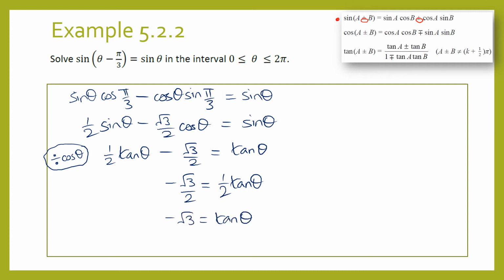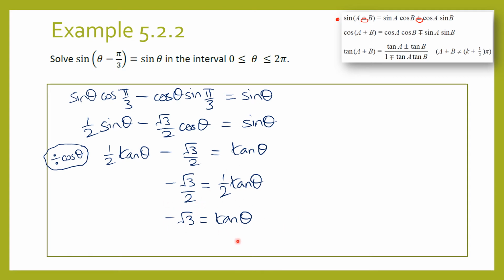This is a point we always try and get to when solving a trig equation. You get a single trig function on its own with an invisible 1 in front of it. That's why I multiply both sides by 2 to get rid of the half. So we always try and get down to this point here, sine or cos or tan with an invisible 1 in front and then a number on the other side.